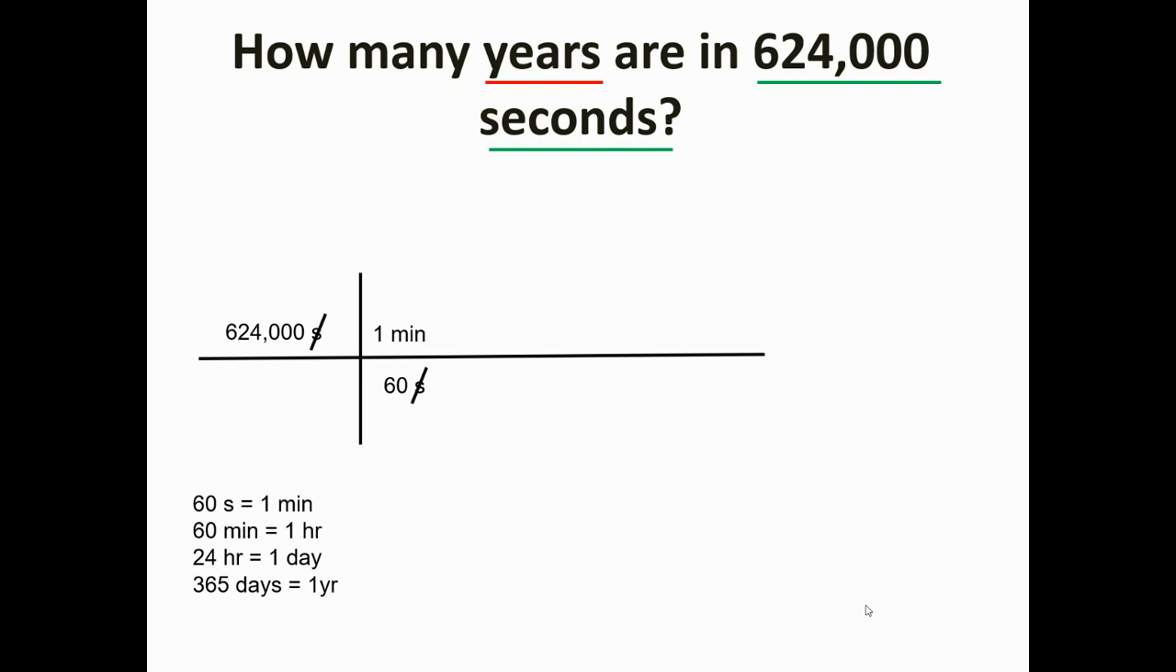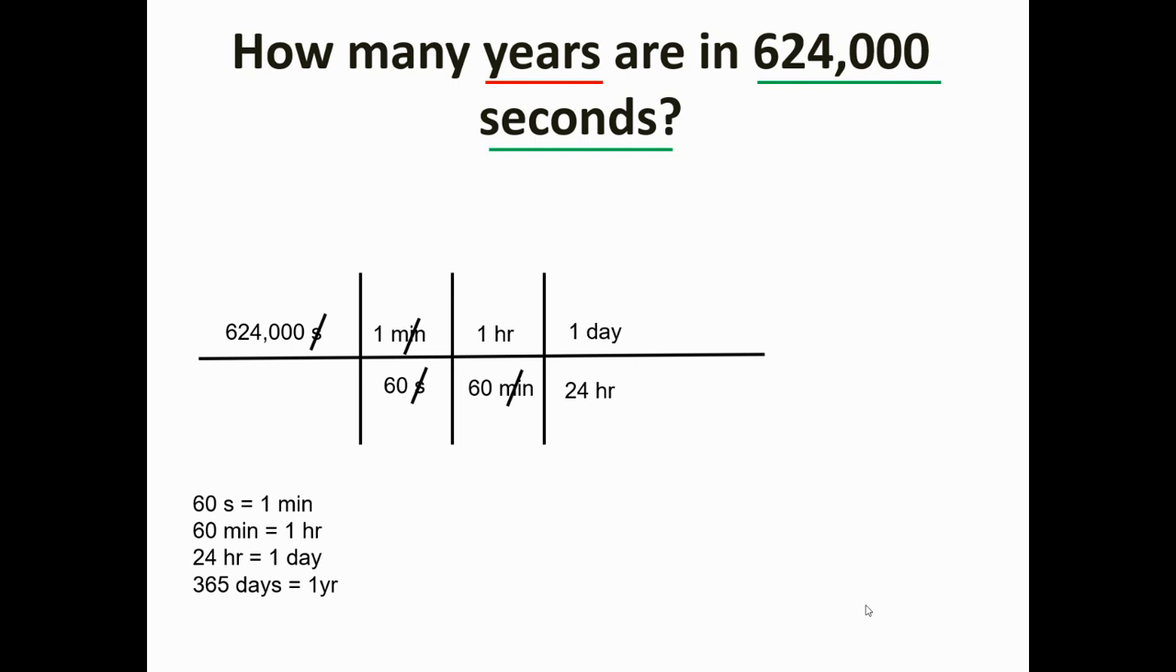Seconds cancel. My new unit is minutes, which is not what we want, so we'll continue by adding another train track. This time I'm going to use the 60 minutes equals 1 hour. Put the 60 minutes on the bottom to cancel out the minutes on the top, and 1 hour on the top. Now my new unit is hours. Again, not what they asked us for, so we'll add another train track. My next conversion factor to use is 24 hours equals 1 day. Put the 24 hours on the bottom to cancel out the hours on the top, and 1 day on the top.